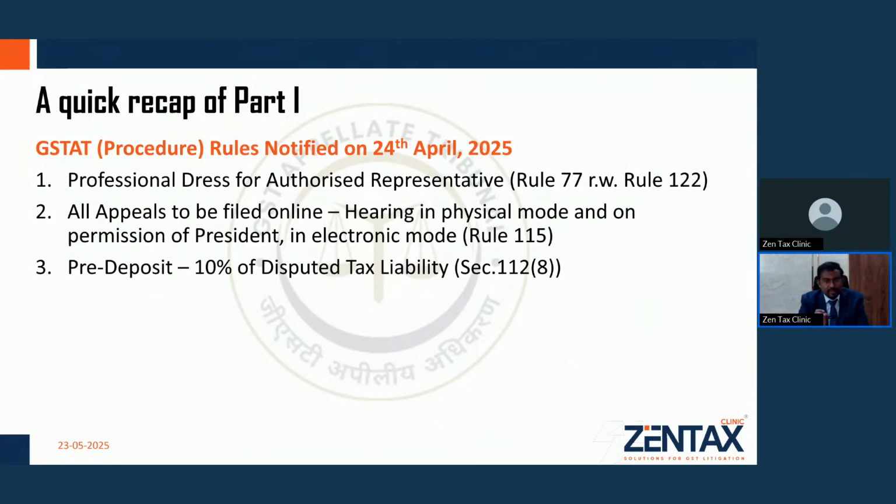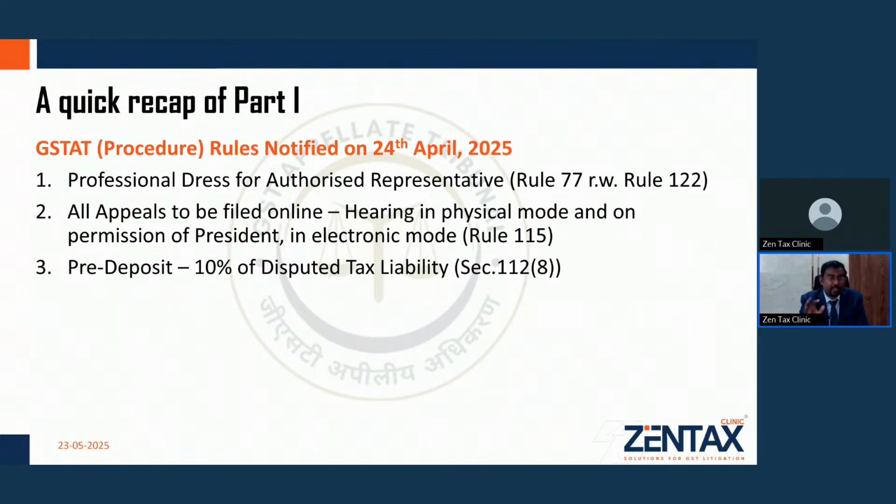A question may arise that at the time of filing an appeal before the Commissioner (Appeals) or the First Appellate Authority itself, I have already paid an amount to the extent of 10% of the disputed amount. Now, is it sufficient, or should there be an additional amount of pre-deposit?